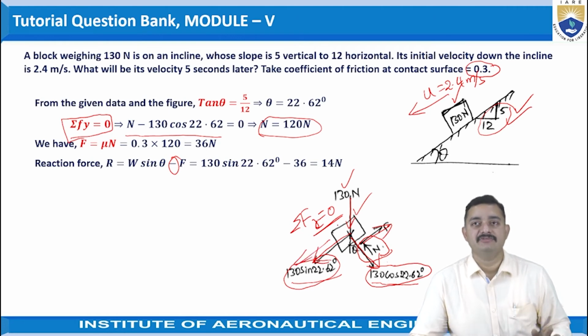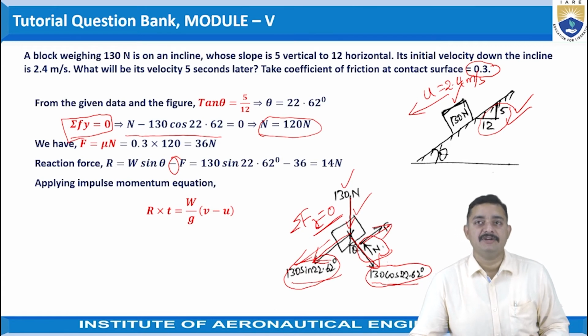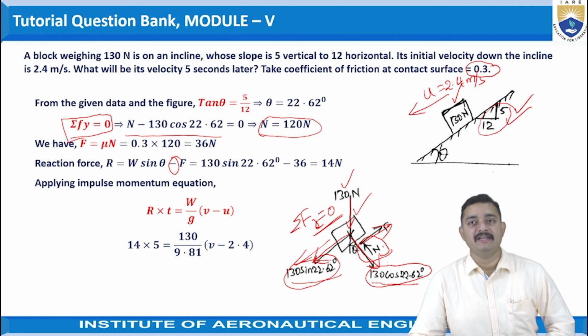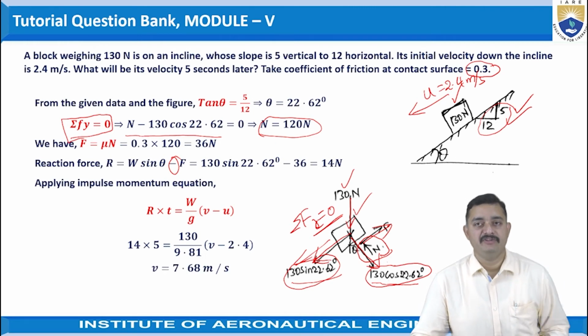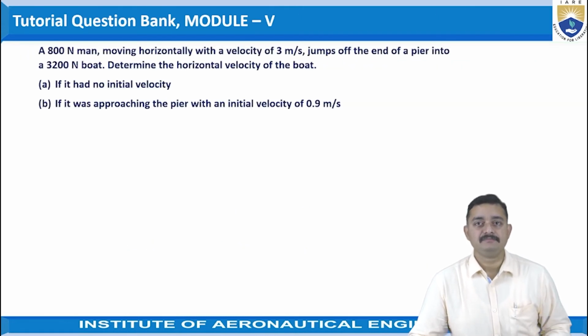So the reaction force we are considering like this. Then applying the impulse momentum equation, R into T is equal to W by G into (V minus U). When we substitute the values, R as 14 into 5, as the time given, is equal to 130 by 9.81 into (V minus 2.4). With this, we can get the value of V as 7.68 meters per second. So now let us go to the next problem.